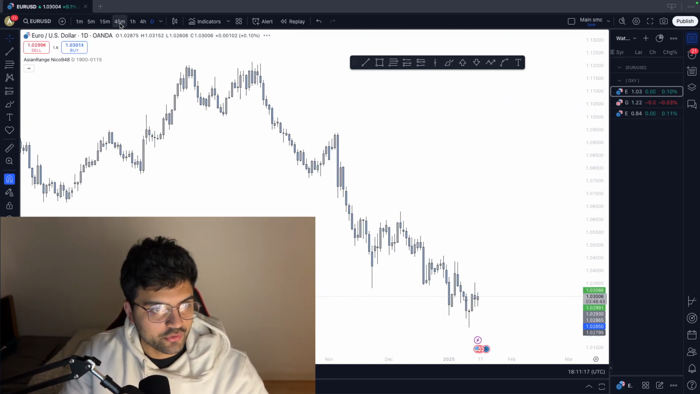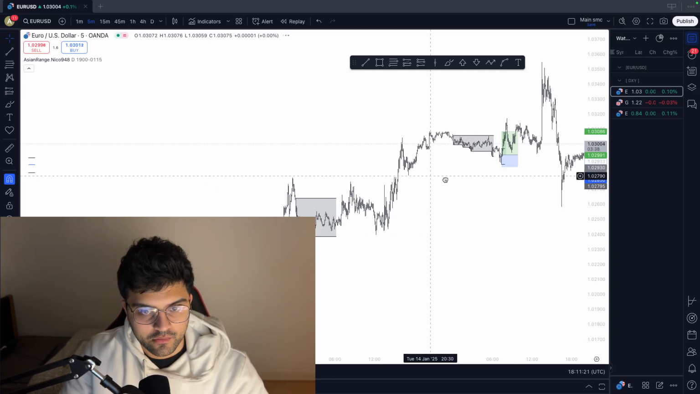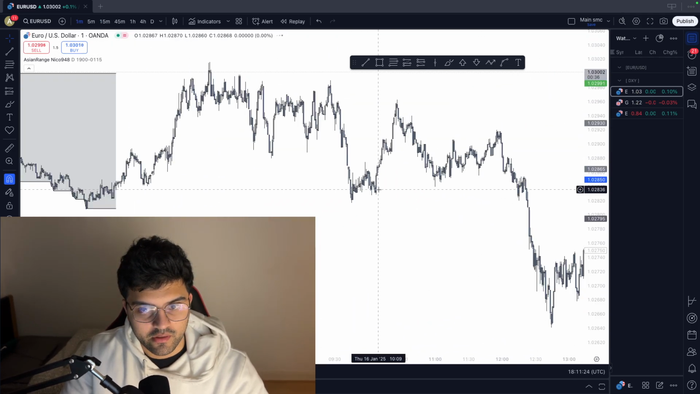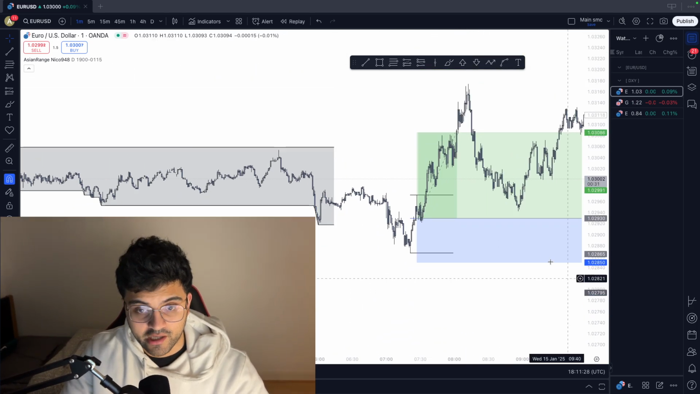So coming on to Wednesday 15th, what did we see here? Now this was a very clean trade. In terms of timings, it basically met every single timing criteria.